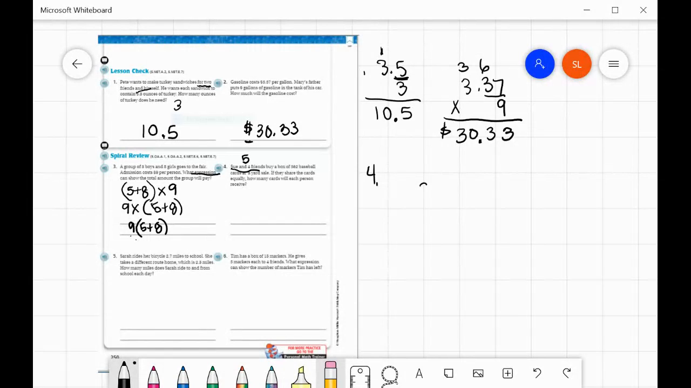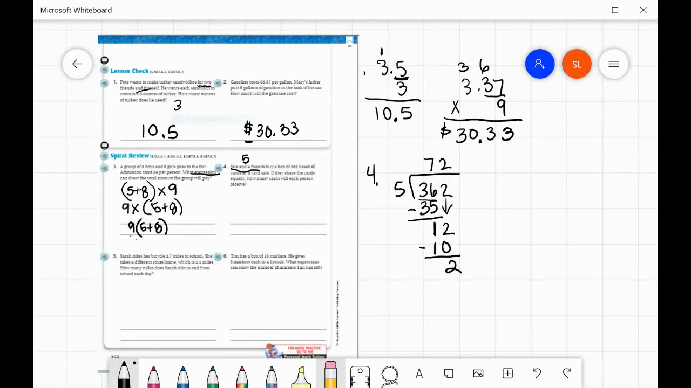So we're going to take 362 divided by 5 because they're going to share them equally. Each person is going to get the same amount of cards, okay? So 5 goes into 36 7 times. 7 times 5 is 35. 36 minus 35 is 1. Bring down the 2. 5 goes into 12 2 times. 2 times 5 is 10.